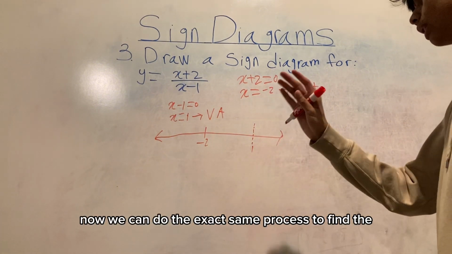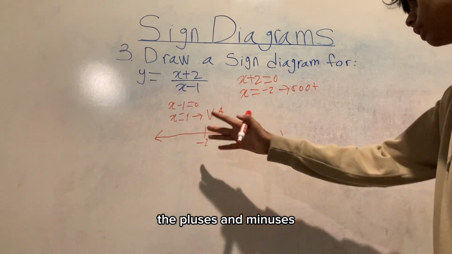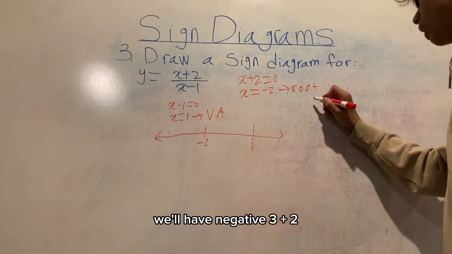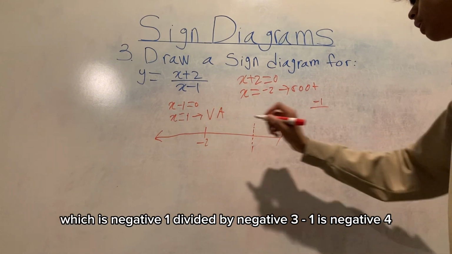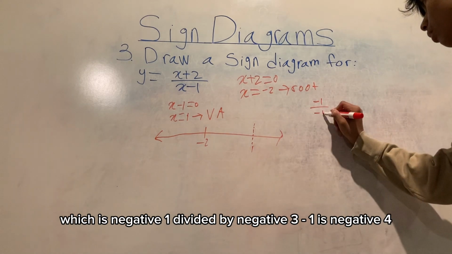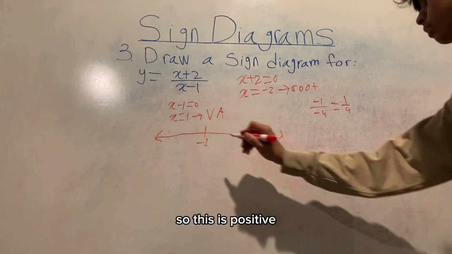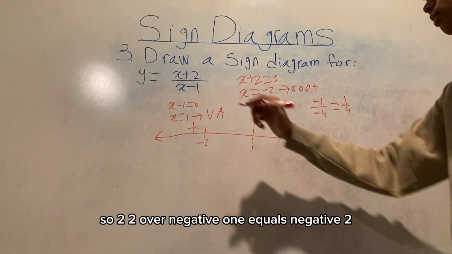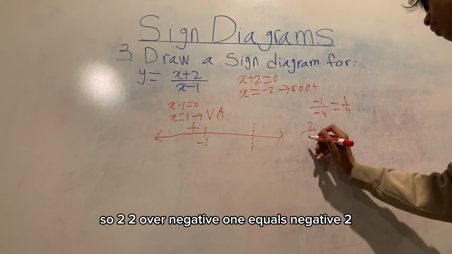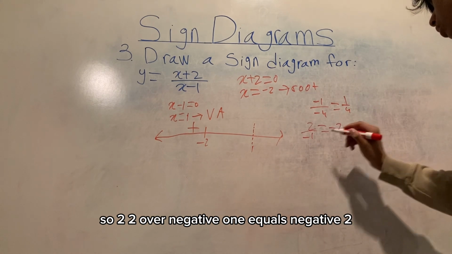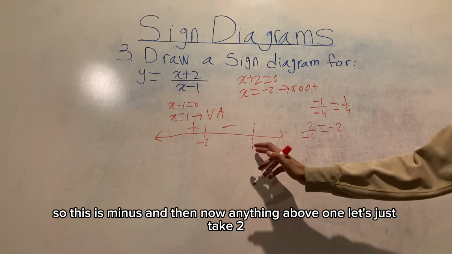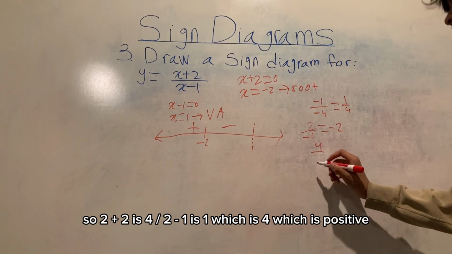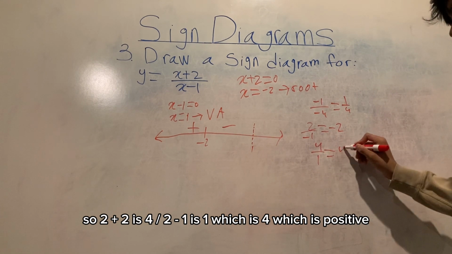Now, we can do the exact same process to find the pluses and minuses. So if we take negative 3, and if we plug that in as x, we'll have negative 3 plus 2, which is negative 1, divided by negative 3 minus 1, which is negative 4, which gives us 1 over 4. So this is positive. And then a value between negative 2 and 1 is just 0. So 2 over negative 1 equals negative 2. So this is minus. And then now anything above 1, let's just take 2. So 2 plus 2 is 4, divided by 2 minus 1 is 1, which is 4, which is positive.